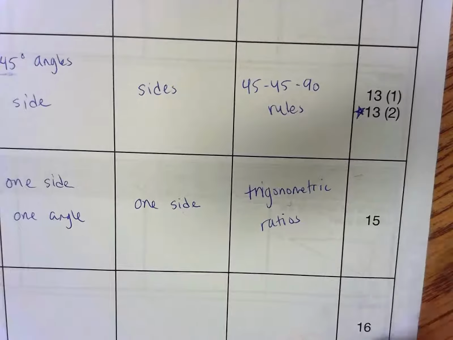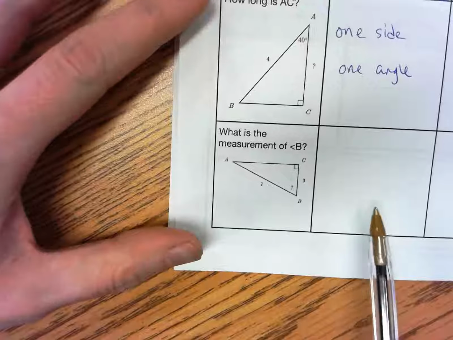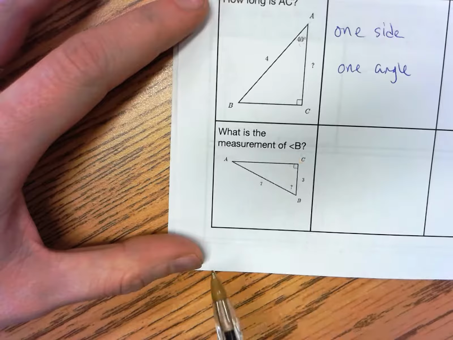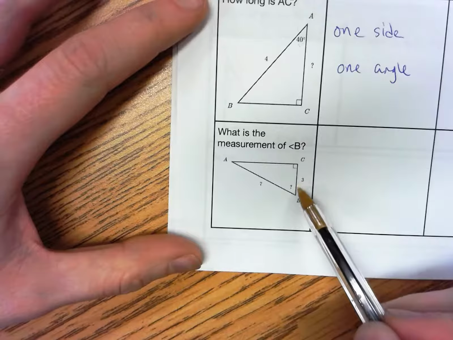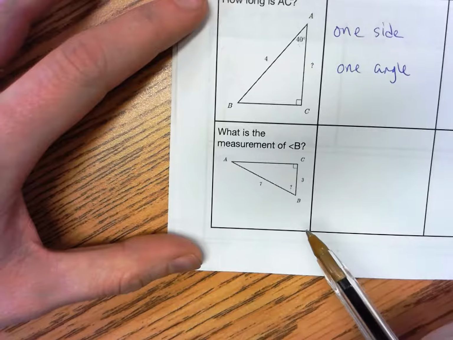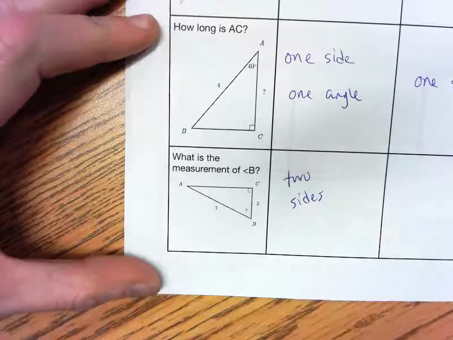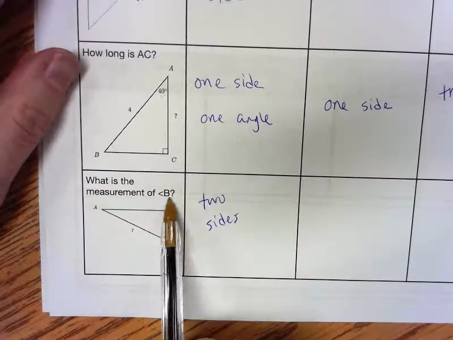The last type of triangle question that we're going to be looking at is this type. What is the measurement of angle B? So our question asks, what information does it give you? Well, I see a 3 here and I see a 7 here, so it gives me 2 sides. For the question of what information is needed, it's asking for the measurement of angle B, so we need 1 angle.